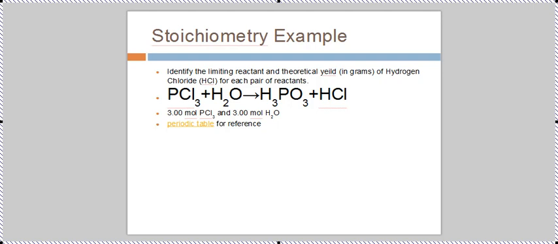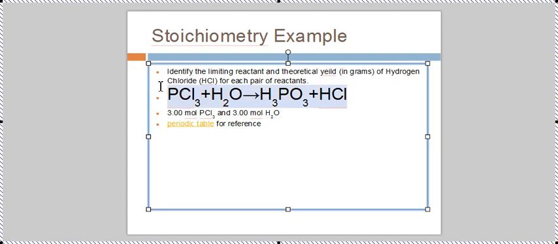So what we want to do is identify the limiting reactant and the theoretical yield in grams of hydrogen chloride for each pair of reactants. Okay, here's basically what I mean. This is an equation, right? Step one, before we even start this problem, we've got to balance this thing.